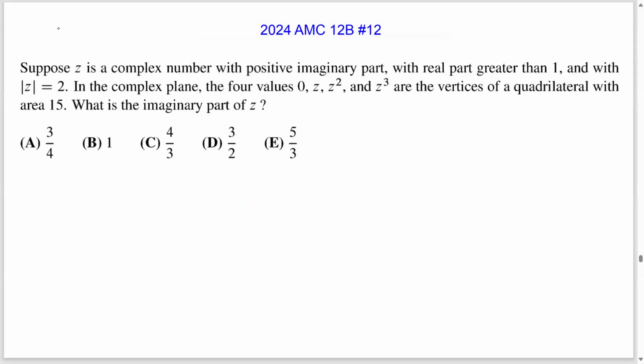Suppose z is a complex number with positive imaginary parts, with real parts greater than 1, and with the magnitude or absolute value of z equals 2. In the complex plane, the four values 0, z, z squared, and z cubed are the vertices of a quadrilateral with area 15. What is the imaginary part of z?